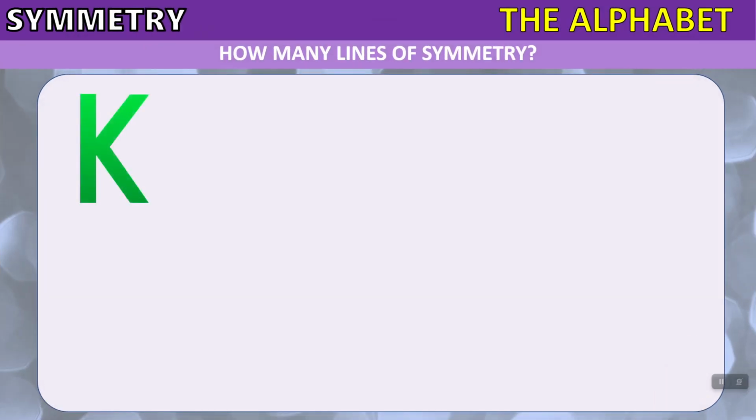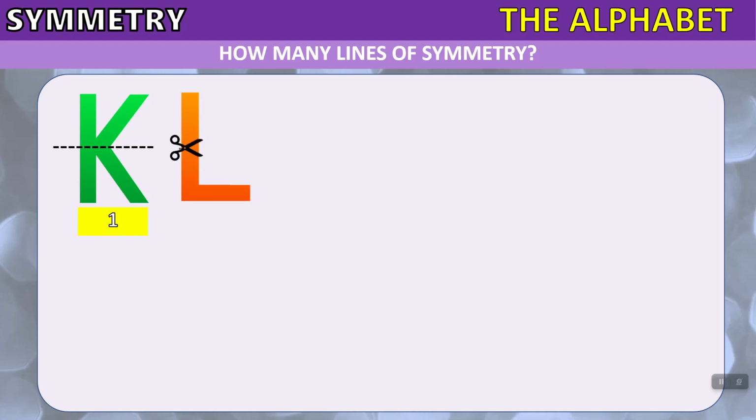Now let's take each letter from K onwards and see if we can identify quickly where the line of symmetry or lines of symmetry will fall. In K, we can see that if we drew a line this way, left to right, the top looks like the bottom, and so that's one line of symmetry. If we drew the line from top to bottom, we can see the left would not look like the right, and so that is not a line. So it has one line of symmetry.